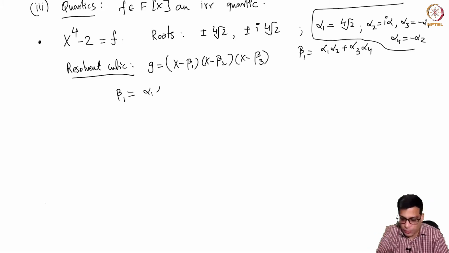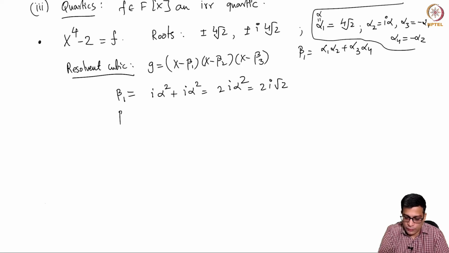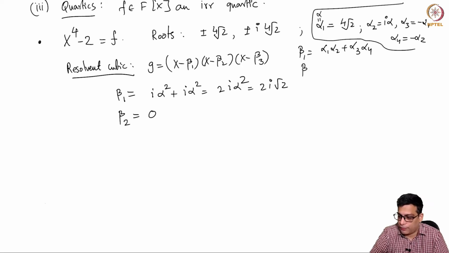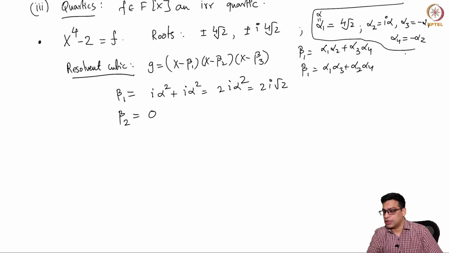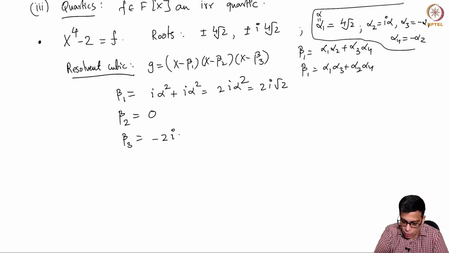So then beta 1 will be alpha 1 alpha 2, which will be i times alpha squared, plus alpha 3 alpha 4. So that's also i times alpha squared. So 2i alpha squared, which is of course 2i root 2. If you do beta 2, which is alpha 1 alpha 3 plus alpha 2 alpha 4, you see that it is 0. Okay, so that is a simple calculation, and beta 3 is minus 2i root 2.